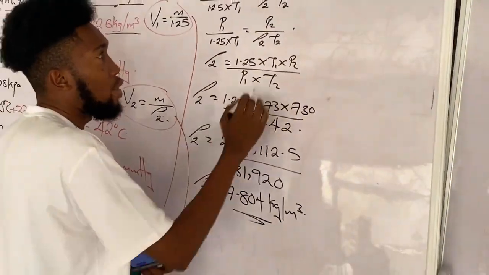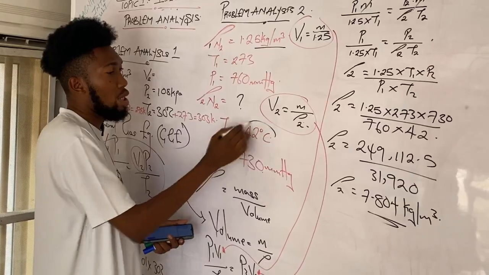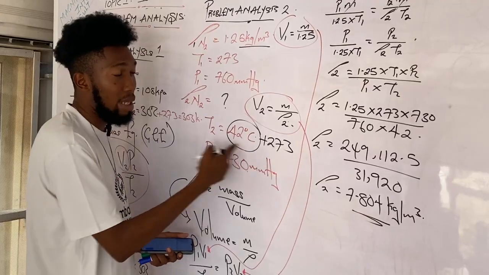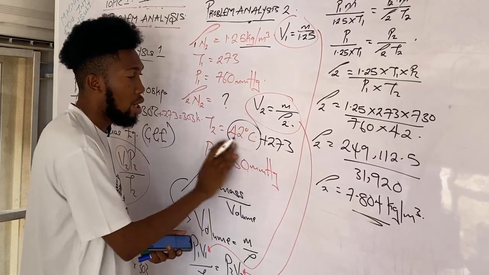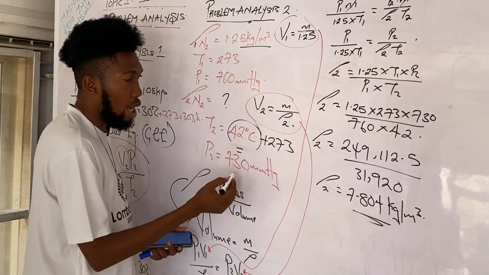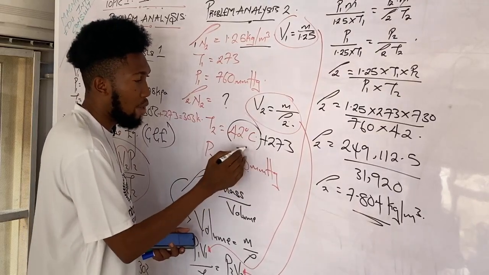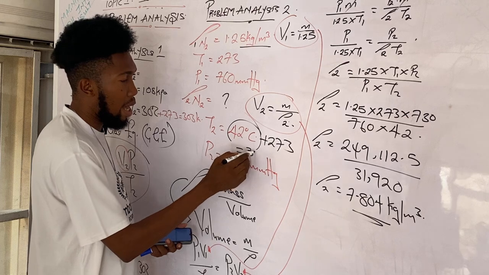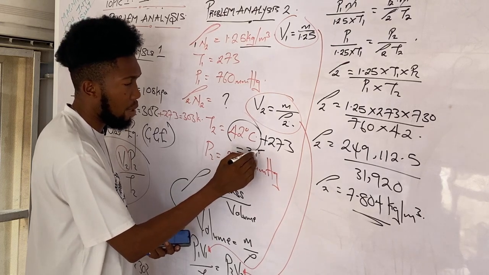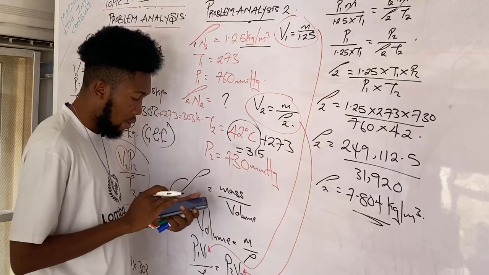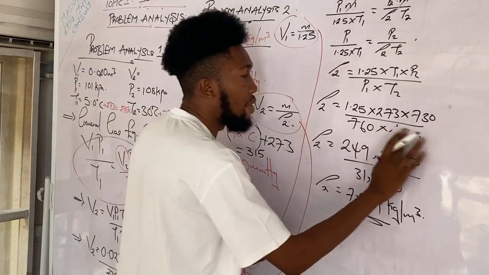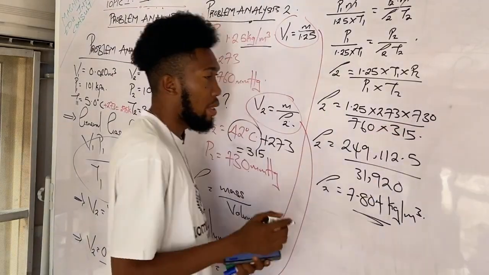Just like I used to say, remember that we were given our temperature in degree Celsius. So we're meant to convert this degree Celsius, so we're having plus 273. This is a common error that people make in the exam hall, very common and very easy to make. So when we convert this back to Kelvin, we'll be having 273 plus 42, 315. So what we are meant to be having here is 315.